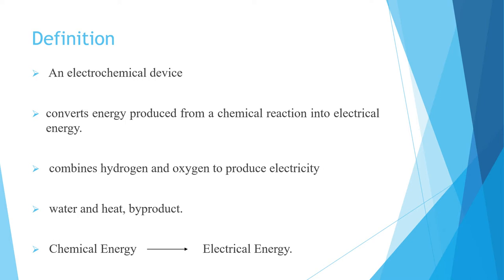Besides the electricity, water and heat are the byproducts of the fuel cell. In this fuel cell the basic fuel is hydrogen, and as an oxidizing agent oxygen is used. So hydrogen is the main basic fuel, and besides this oxygen is also required. After the combination of these two gases, hydrogen and oxygen, they produce electricity. So this is basically the fuel cell.